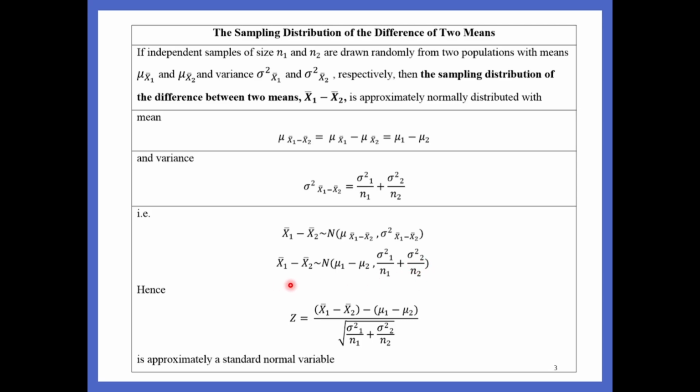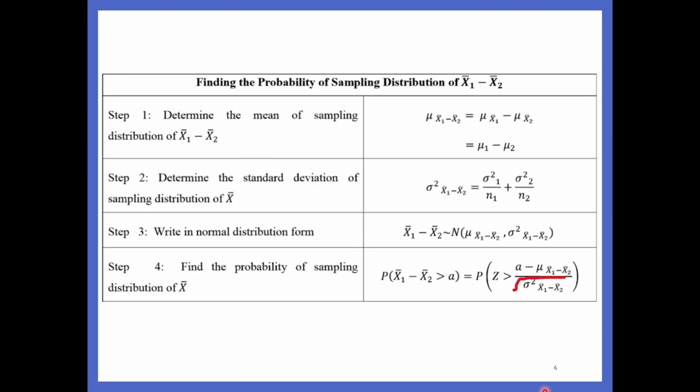And then we can calculate the z-score of the difference of two means, equal to the difference of sample mean 1 and sample mean 2, minus the difference of the two population means, divided by the standard deviation from step 2. This is the standard deviation of the difference between two means.